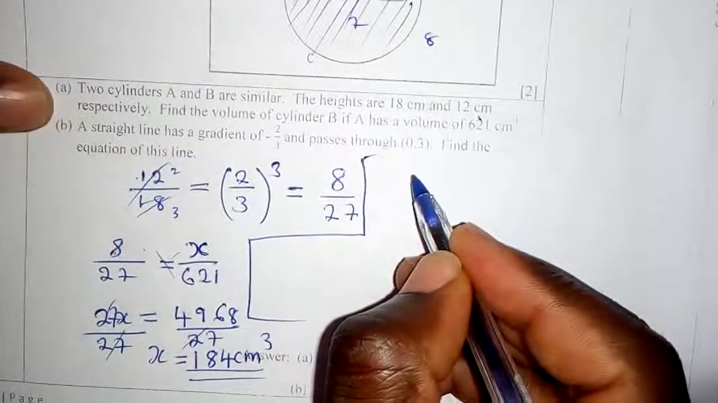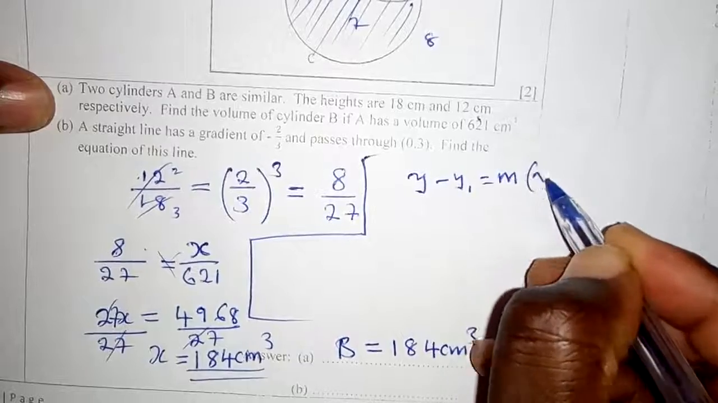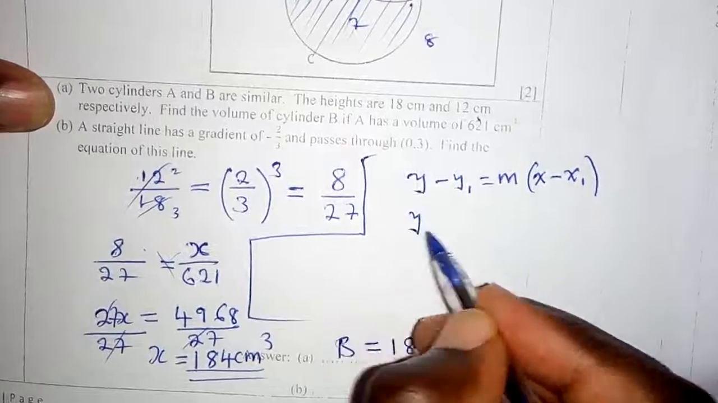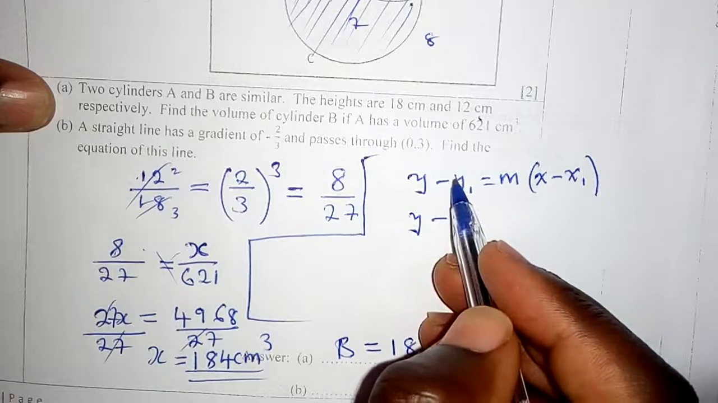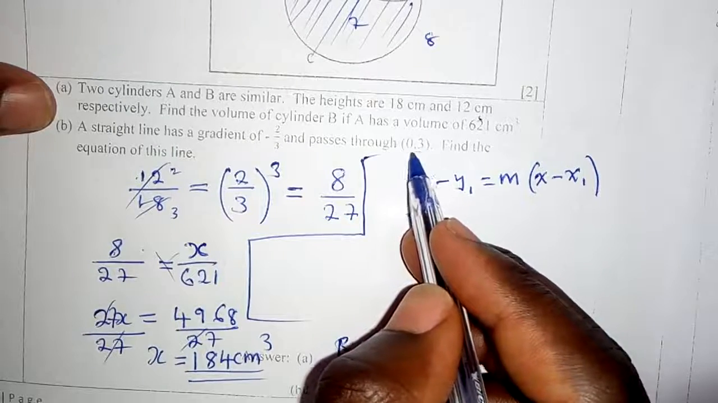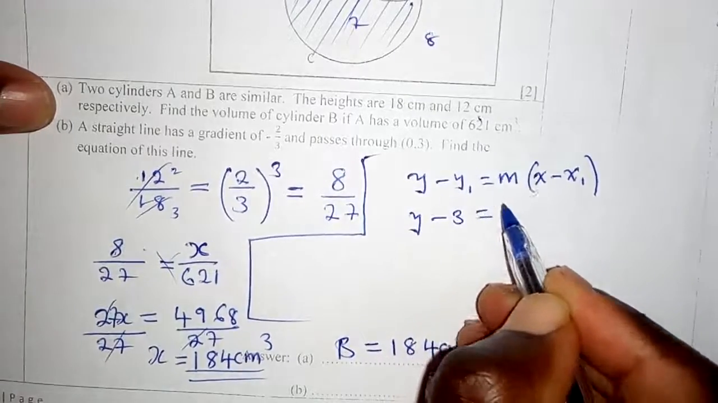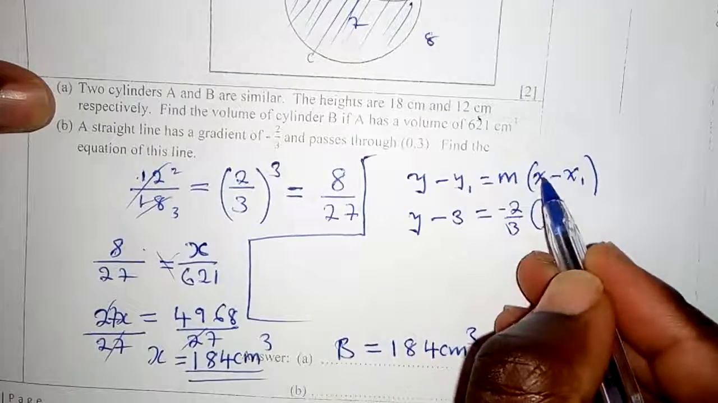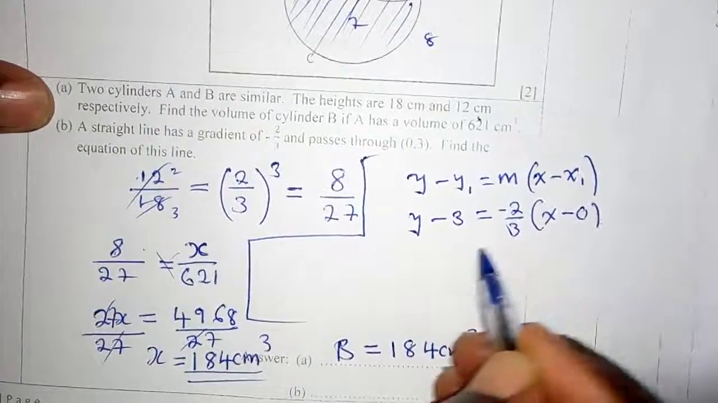We use the formula y minus y1 is equal to m open x minus x sub 1 close. So for y1 we write y, minus y sub 1. Y sub 1 we get from these coordinates. So the y value here is what? Is 3. And then m is the gradient, which they have given us in the question. This x we write, but for x sub 1 we write this value of x, which is 0.